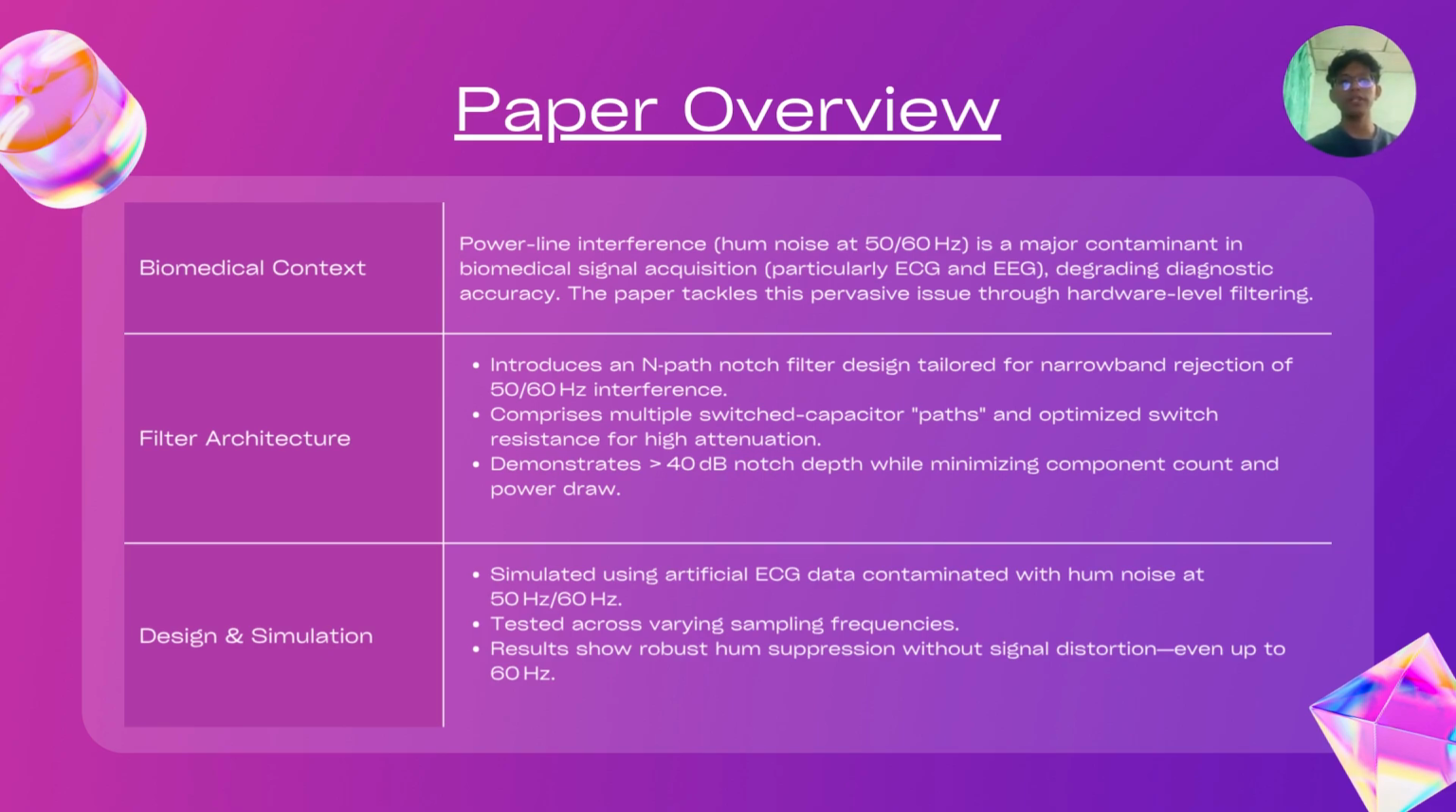For the next one, filter architecture. It introduces an N-path notch filter designed and tailored for narrowband rejection of 50 or 60 Hz interference. It comprises multiple switched capacitor paths and optimized switch resistance for high attenuation. It demonstrates more than 40 decibel notch depth while minimizing component count and power draw. Design and simulation: simulated using artificial ECG data contaminated with hum noise at 50 Hz or 60 Hz. Tests across varying sampling frequencies. Results show robust hum suppression without signal distortion, even up to 60 Hz.